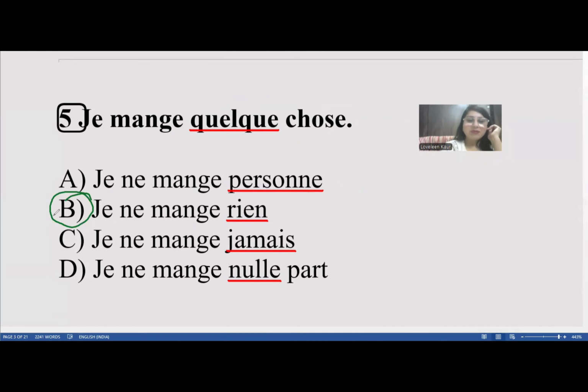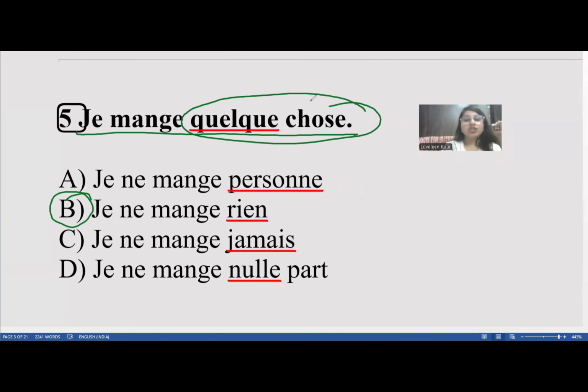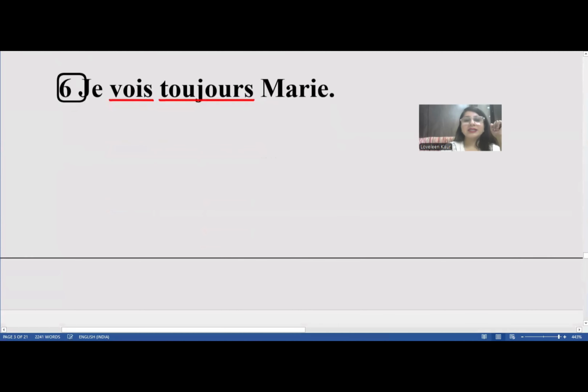Now we have je mange quelque chose. Yes, again B part. Je mange quelque chose means I'm eating something, or I eat something. It will change to je ne mange rien. I don't eat anything. Right? Okay, great job.